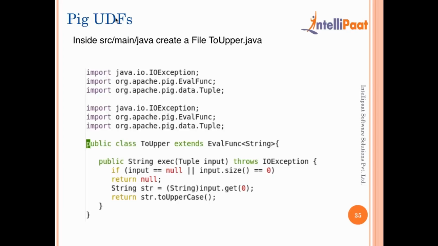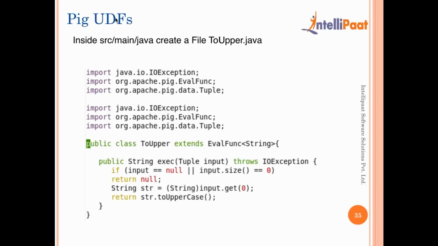If you see, the ToUpper class is extending EvalFunc, which is a class provided by Pig. In the import statement you can see org.apache.pig.EvalFunc. That's the class we are going to extend, and inside it you should implement the exec method. The exec method takes a tuple as input, and here we are returning a string. I am checking that the input is not null, because if it is null then we will get a null pointer exception.